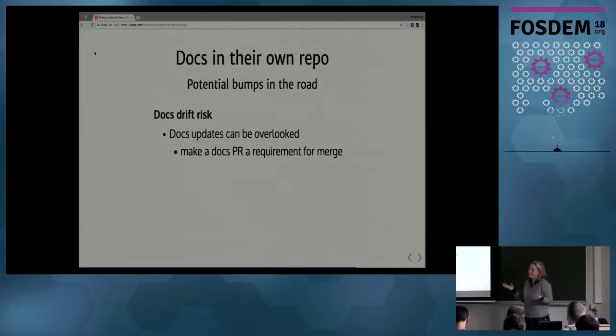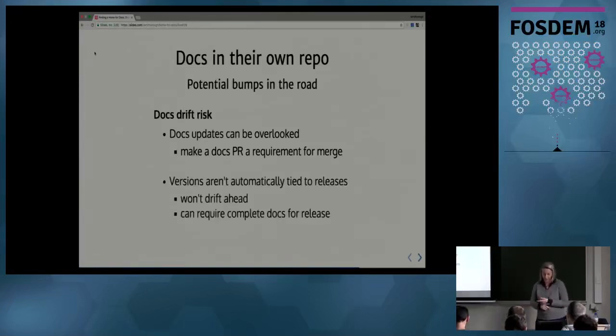So in the end, this is a people problem. If you make a docs PR a requirement in order to merge their code PR, then you can make them do that over in the other repo. Another thing is that versions aren't automatically tied to releases, but that can have some advantages. And you can make those docs go ahead and then say, hey, merge these when it's time to release.